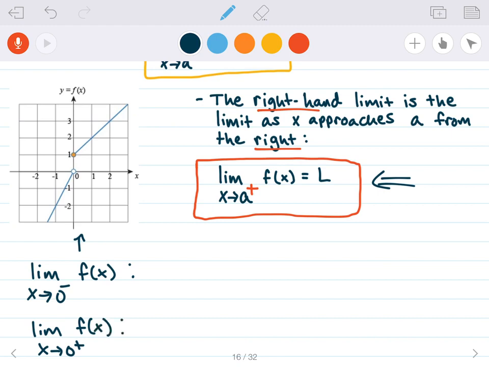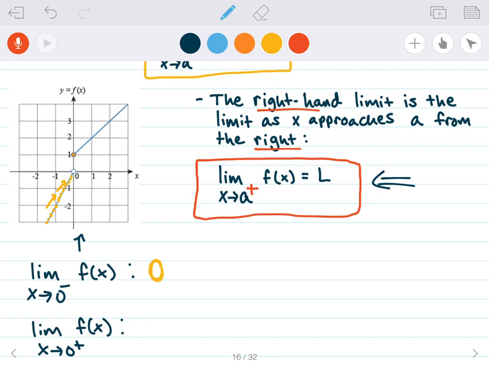Okay, so coming from the left-hand side of 0, all the x values to the left of 0 are everything in yellow. So as x moves on from the left and gets closer to 0, what is f of x getting close to? Well, it's also getting close to 0. Right? So that's our limit coming from the left.